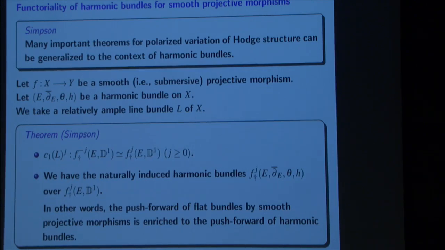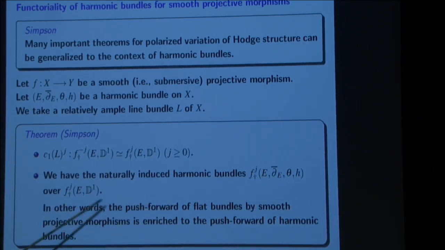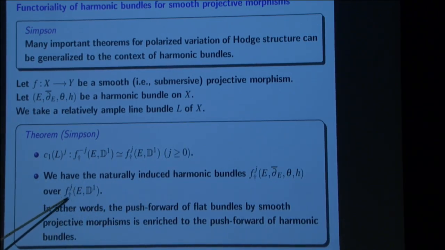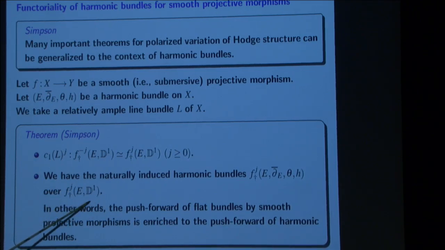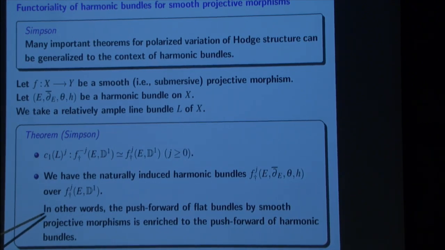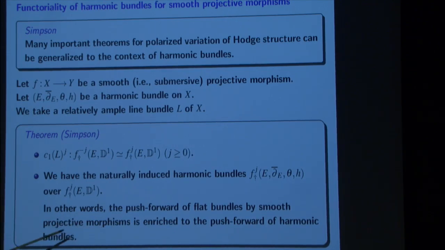And he also proved that we have naturally induced harmonic bundles obtained as the push forward of this harmonic bundle, whose underlying flat bundle is naturally isomorphic to the push forward of the underlying flat bundles. So maybe in other words, the push forward of flat bundles by a smooth projective morphism is enriched to the push forward of harmonic bundles. That is what he proved.